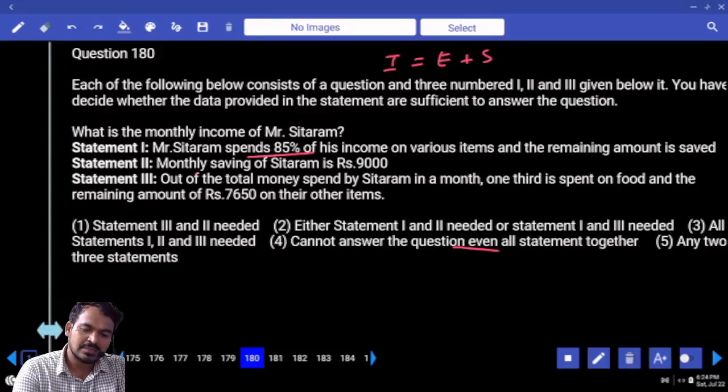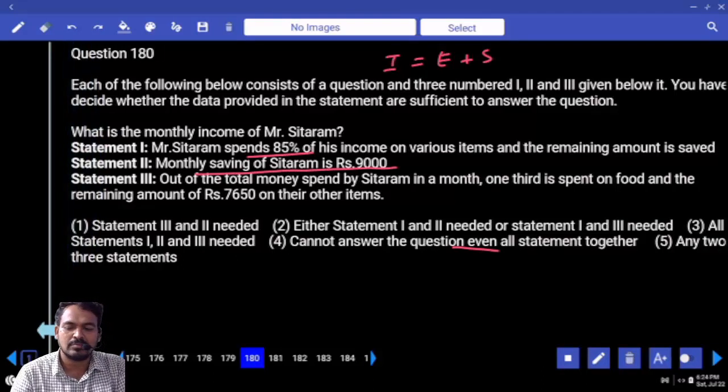What is the second statement? Monthly savings of Sita Ram is 9000. From 1 and 2, do we get the answer? Yes or no? Because 85% expenditure means the remaining 15% is savings. What is the 15% value? 9000. Then we get the income value. What is the income? 100%. From 1 and 2 we get the answer. What is the third statement?